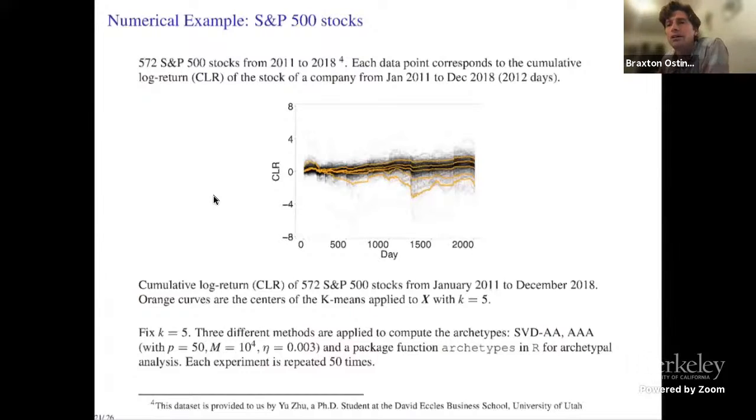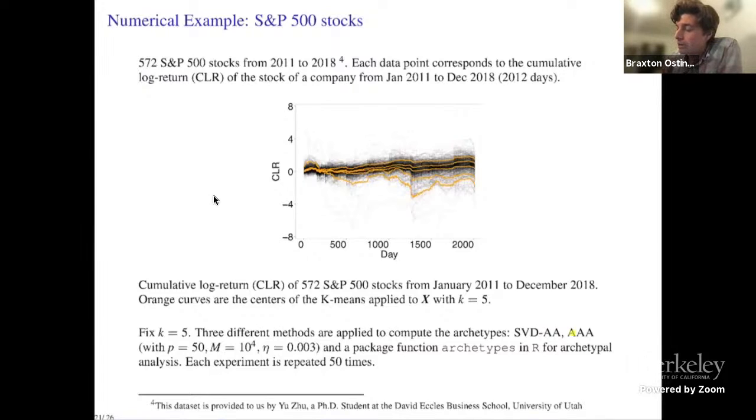Okay. So I'll conclude by showing some numerical examples. Here we apply the approximate archetypal analysis to S&P 500 stock data. We have about 2,000 days of stock data for 572 stocks, and we look at the cumulative log return of these data as a time series. And we're going to compare 3 different methods.